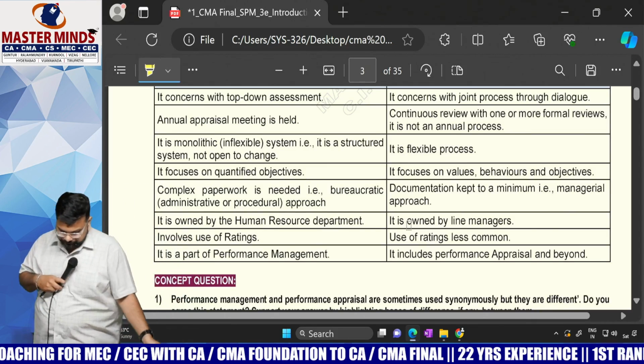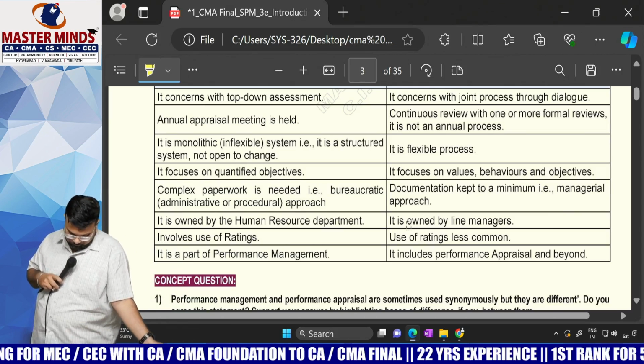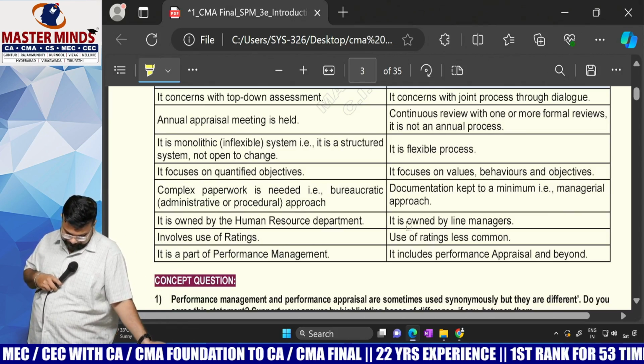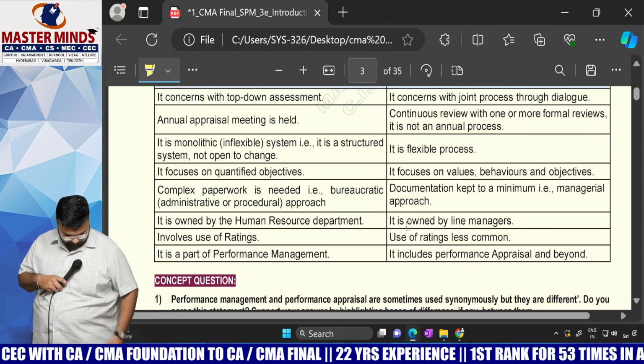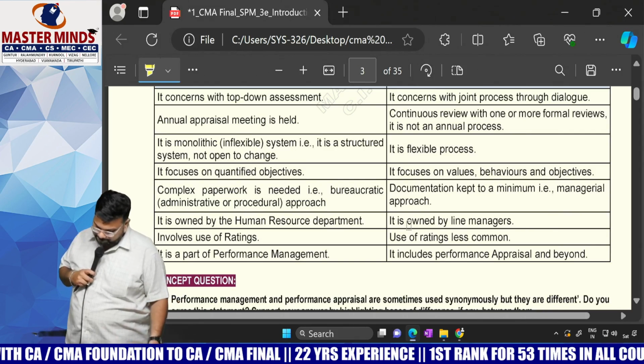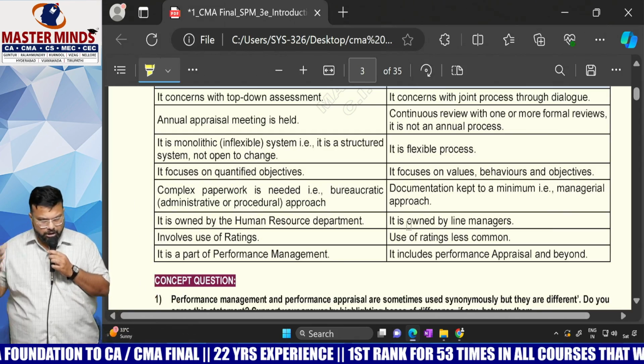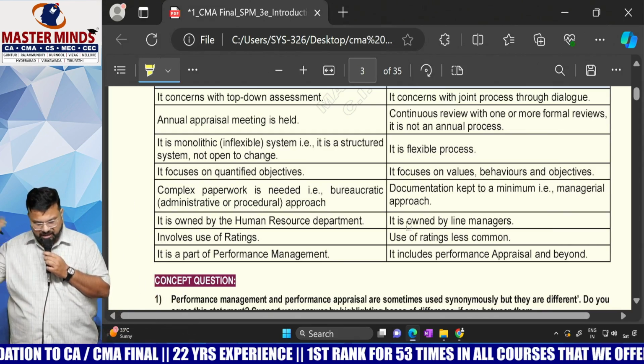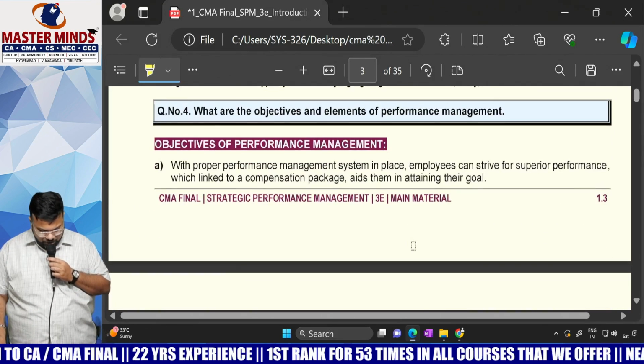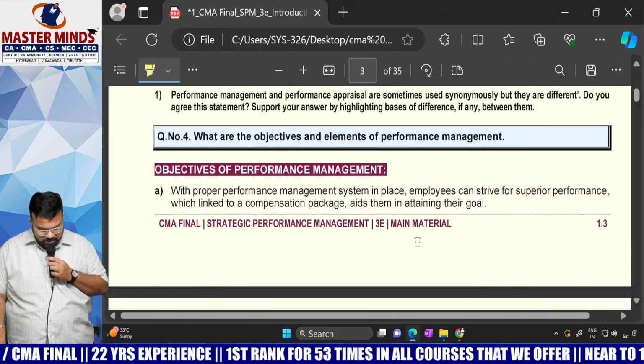Next, in performance management, the use of ratings is less common. Performance appraisal is a part of performance management. Performance management includes performance appraisal and beyond, not only performance appraisal but also several other aspects. So this is the difference between appraisal and management.